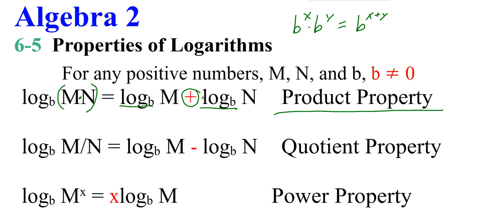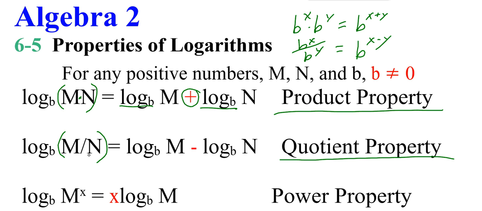The other exponent property that we had was our division. So if we had b to the x over b to the y, that was equal to b to the x minus y. So now that comes to our quotient property for logarithms. If we have log base b of m divided by n, that division becomes subtraction when we split up our logarithms.